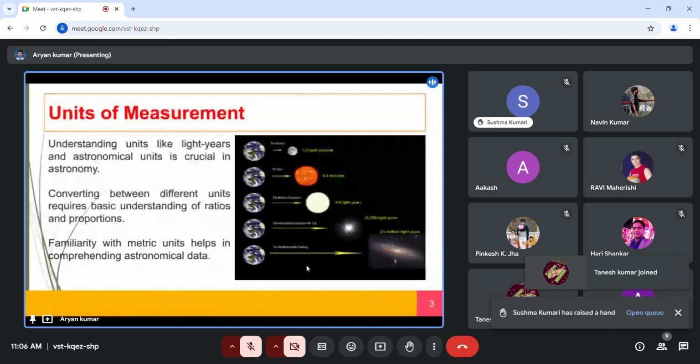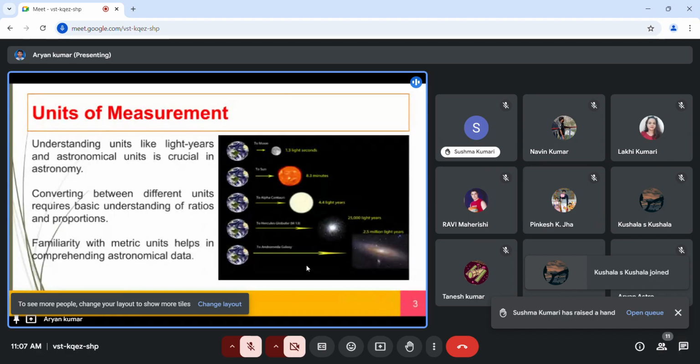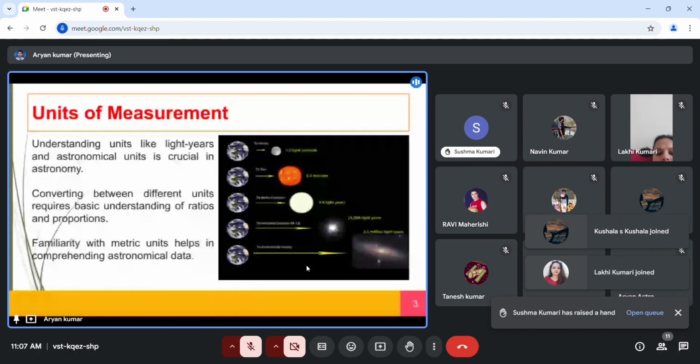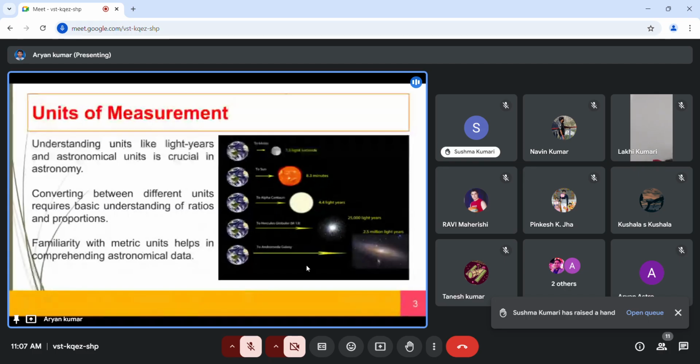Okay. So converting between different units requires a basic understanding of ratios and proportions. Familiarity with metric units helps in comprehending astronomical data. As you can see in the picture given, for the distance between the Earth and the Moon, light takes about 1.3 seconds to cross it. And in the last one you can see that the distance between the Earth and the Andromeda galaxy is about 2.5 million light years, which means light takes about 2.5 million years to go there.